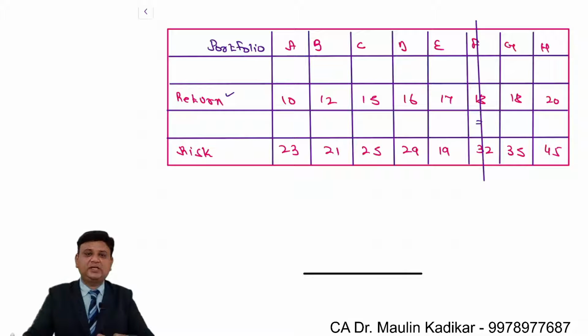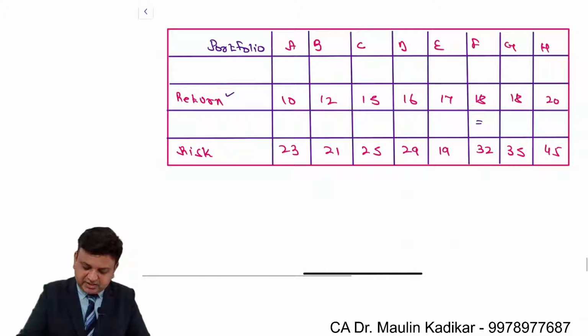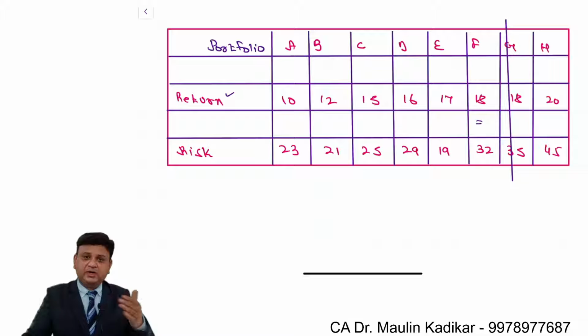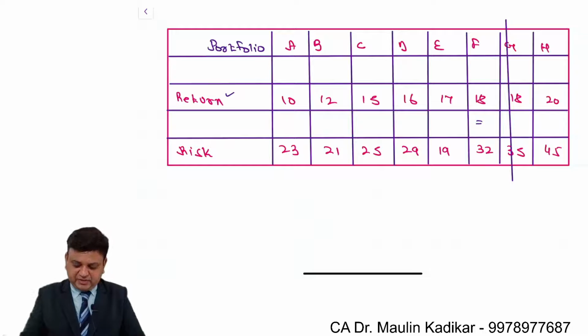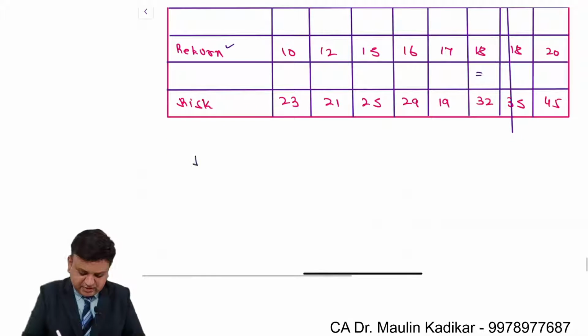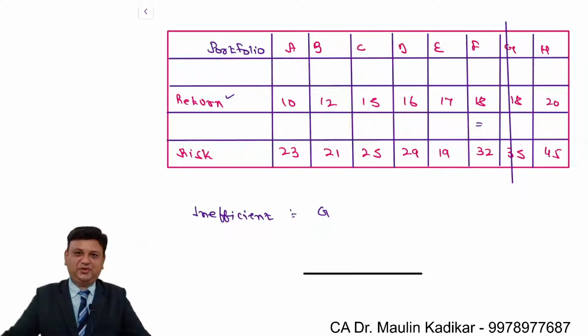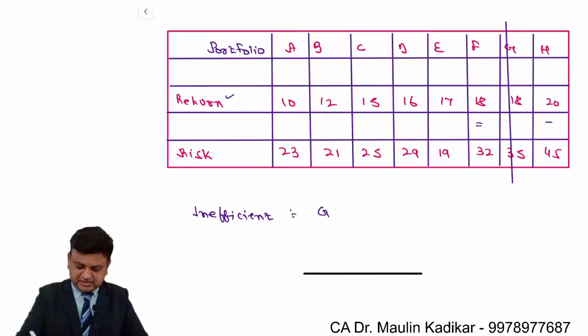Why? Because for the same return, security G will be considered an inefficient one. The reason is that G has more risk for the same return. So G is considered inefficient. The question says you are required to prepare a list of inefficient securities, and in that, portfolio G will be the very first portfolio. As far as H is concerned, it has a return of 20%. Again, it is not matching with anything else.